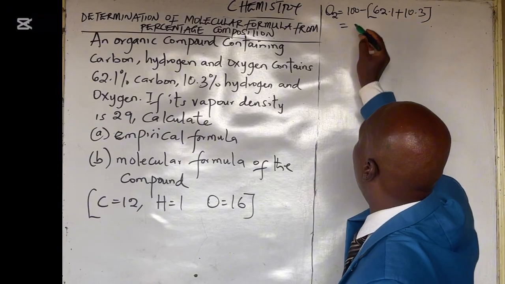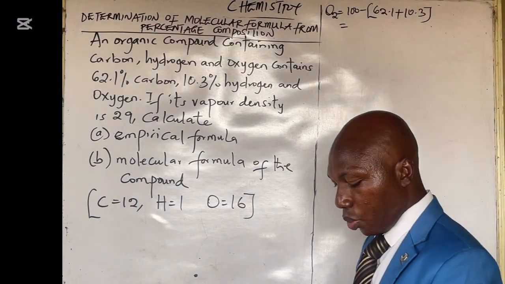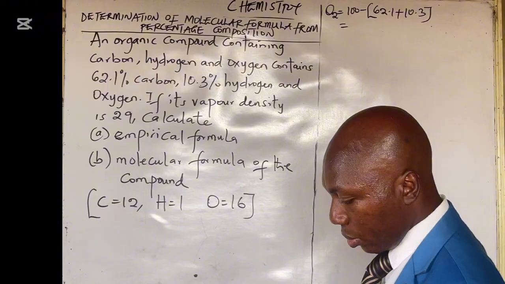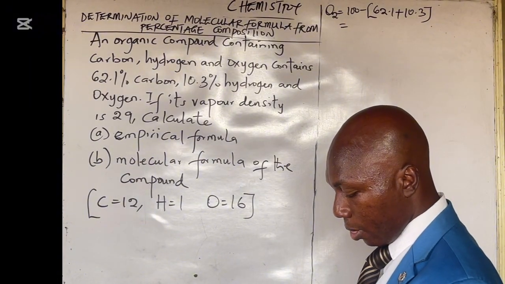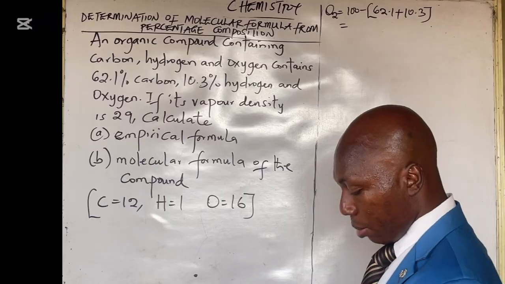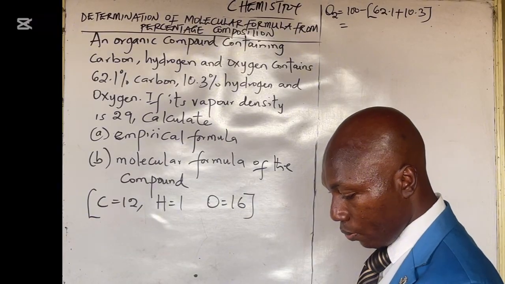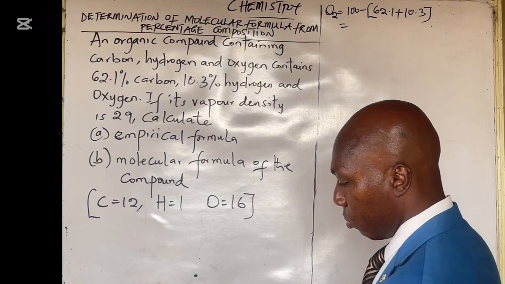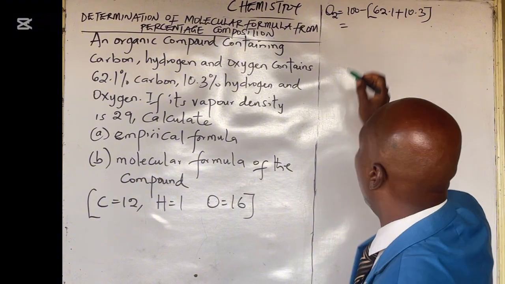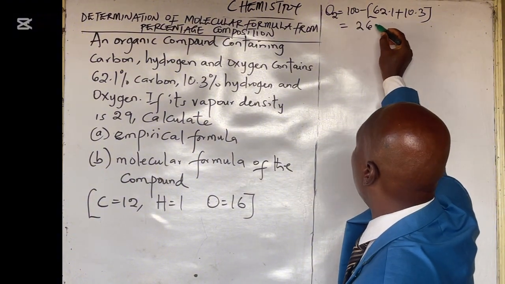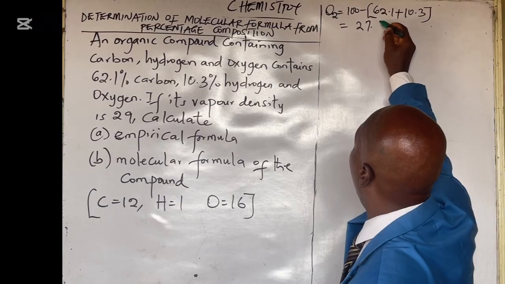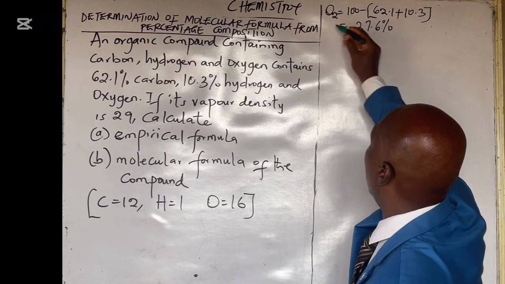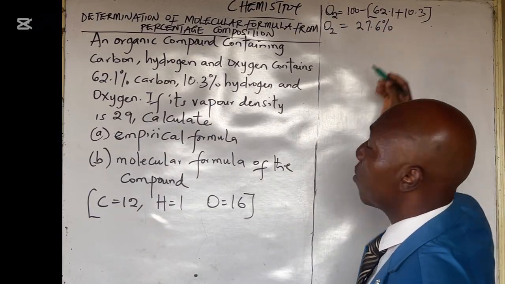That is 100 minus 62.1 minus 10.3. If we do it very well, we have 27.6%. So that is the percentage by mass of oxygen.